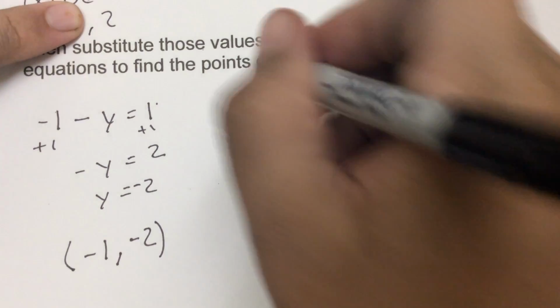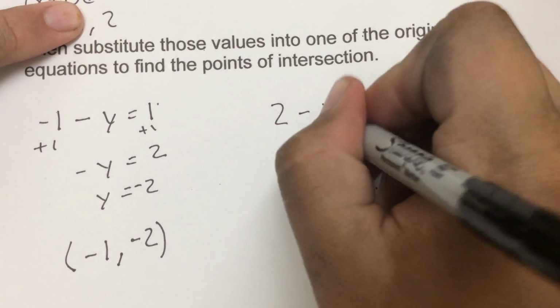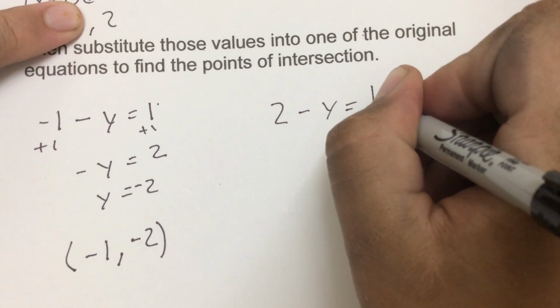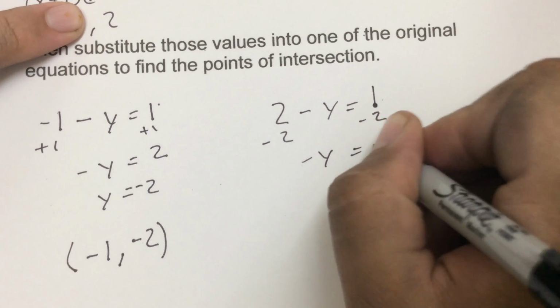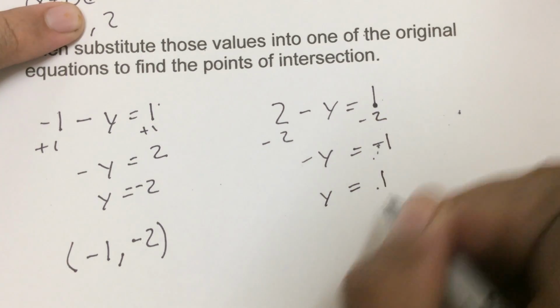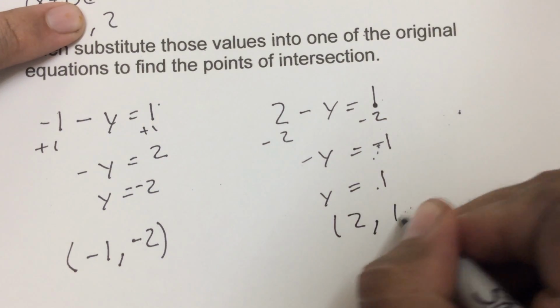The other one I've got to test is 2. So 2 minus y equals 1. So minus the 2, -y would equal -1. So y would equal 1. So the point now is (2, 1).